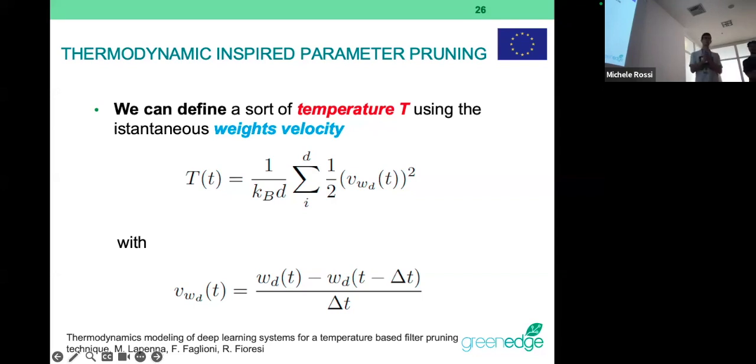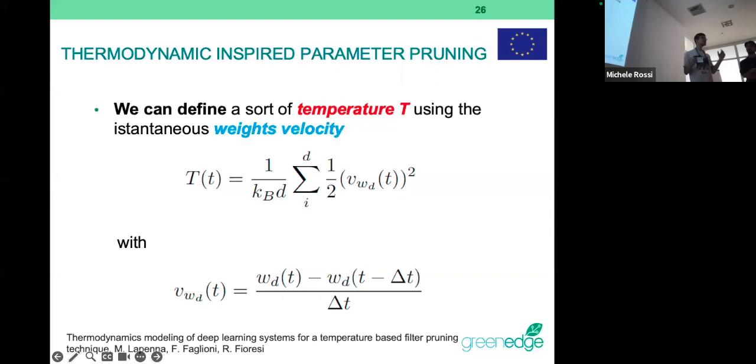And how do we define this velocity? The velocity is the velocity of a weight. So if you compute the first derivative of the value of a weight, and you say this is the velocity, then you can square it, and you can compute a sort of temperature. You can compute it for a filter, for the entire network, whatever you want, and it is an average, so you divide by the number of weights. So you have this temperature.